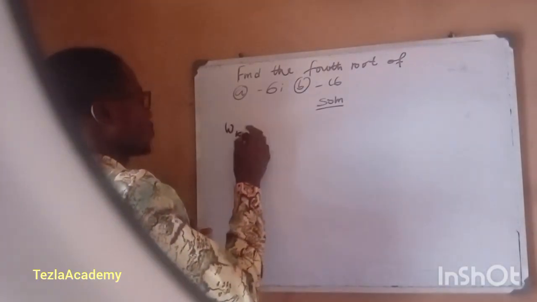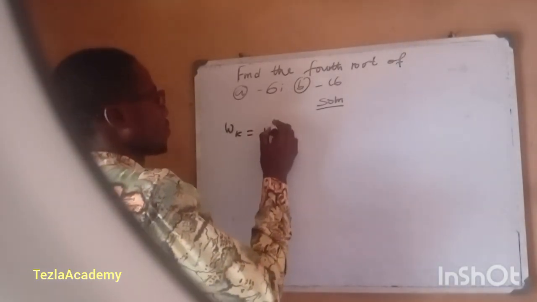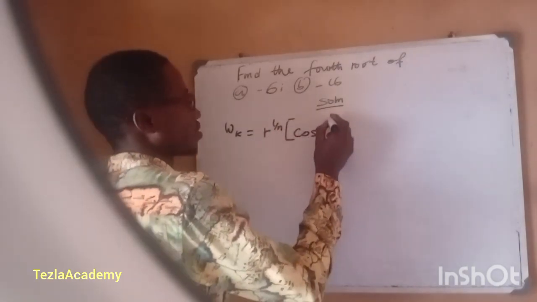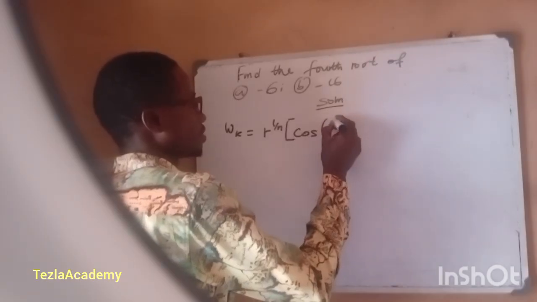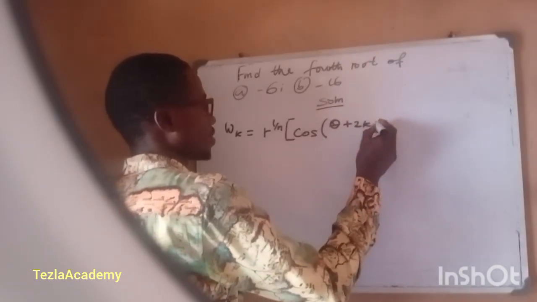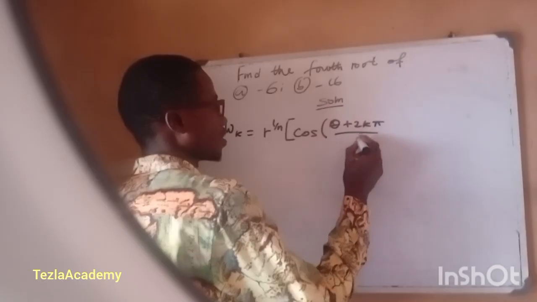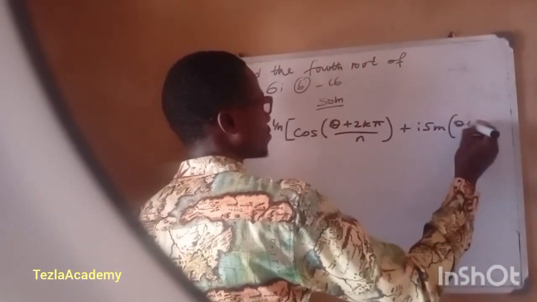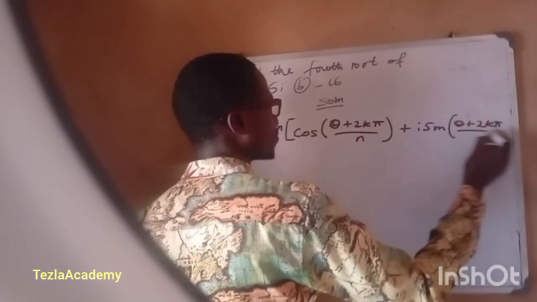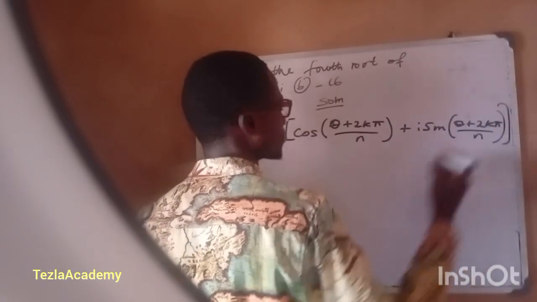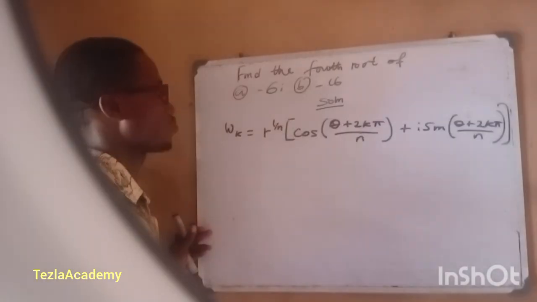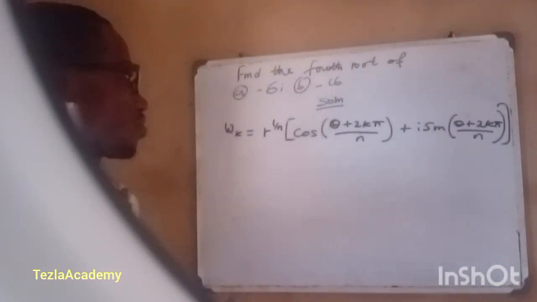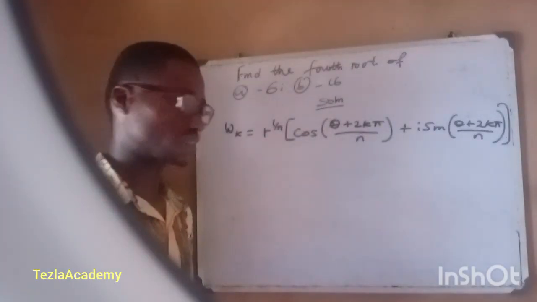w_k equals r raised to power 1 over n, then brackets cos brackets theta plus 2k pi over n plus i sine theta plus 2k pi over n. So the issue of this particular question, to do with the root of a complex number, is always on the angle, because you have to do it over and over.